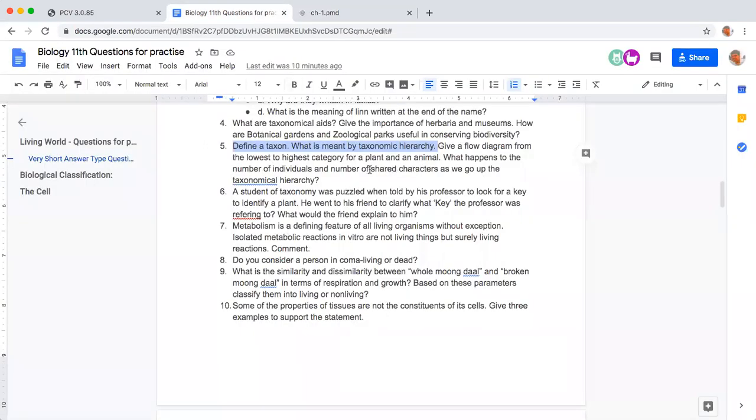So what happens to the number of individuals and the number of shared characters as you go up the taxonomic hierarchy? The characters will decrease. The similarities will reduce.